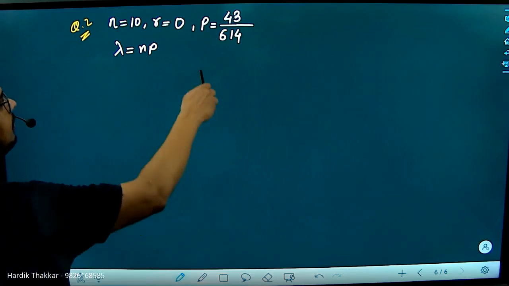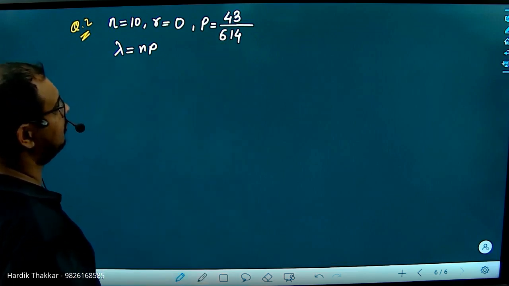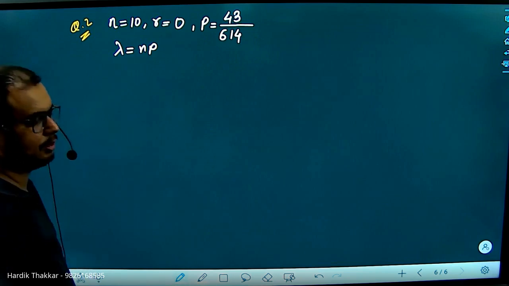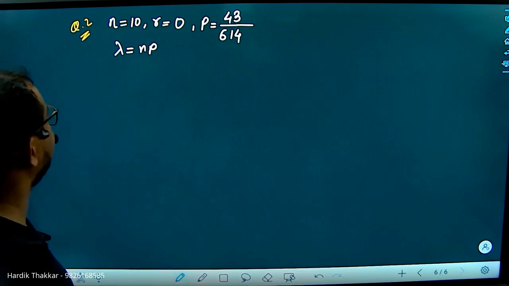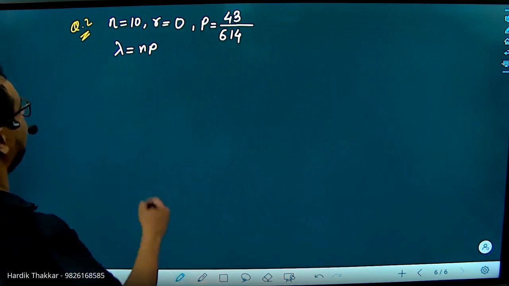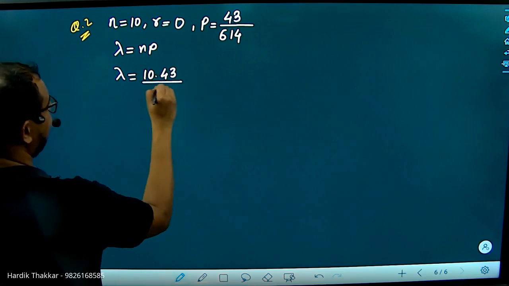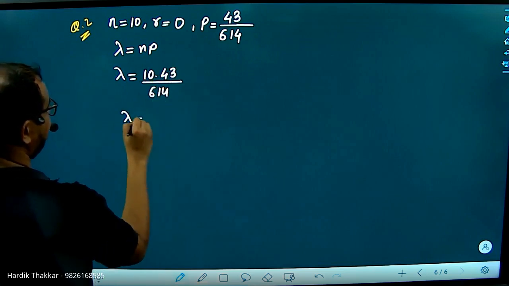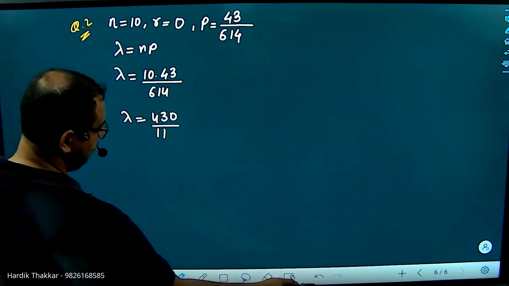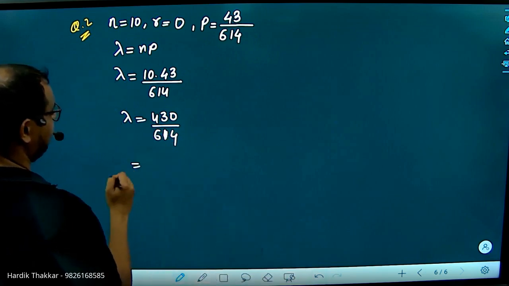Now, further, we have to check whether we can simplify this or not. Is it divisible by 43 or not? We can check, or we can also leave this, because to calculate lambda further, we have to divide. So lambda is equal to np, where n is 10 and p is 43 divided by 616. So lambda is equal to 430 divided by 616. We have to divide this expression. Then only we can find the value of lambda, and further we can find other values.